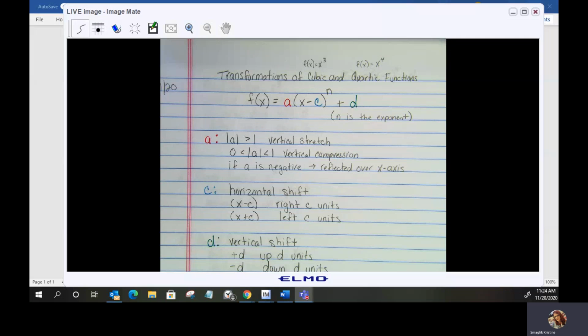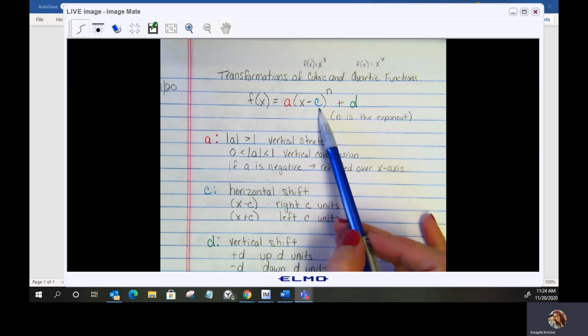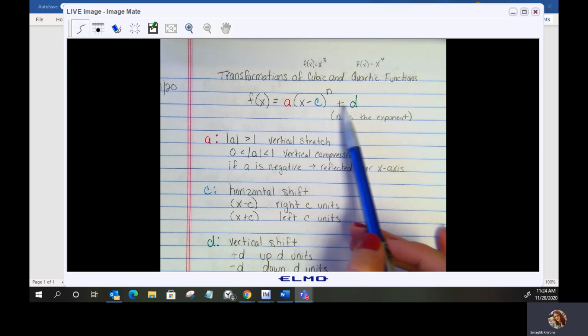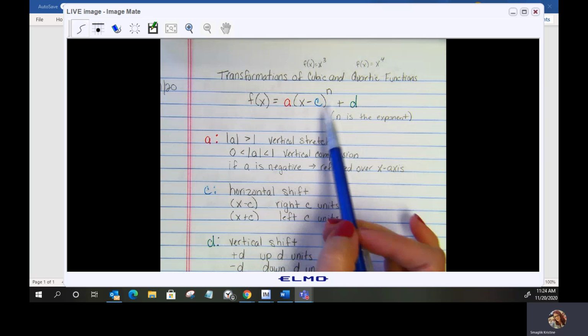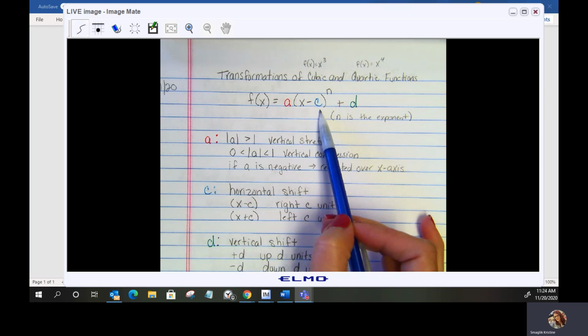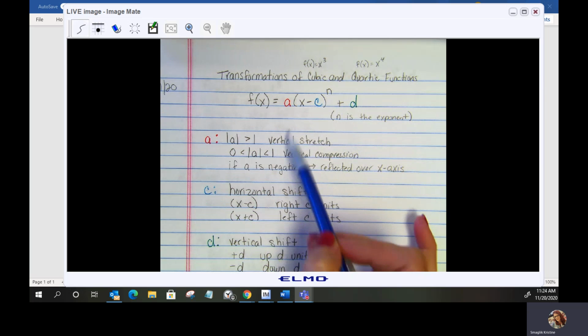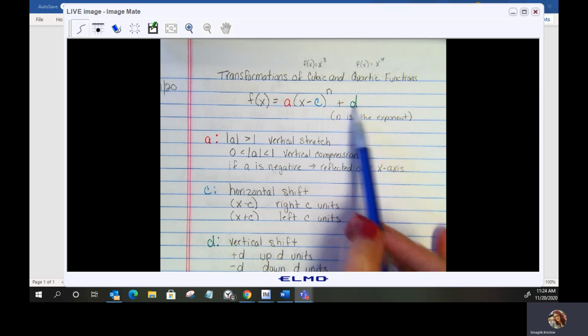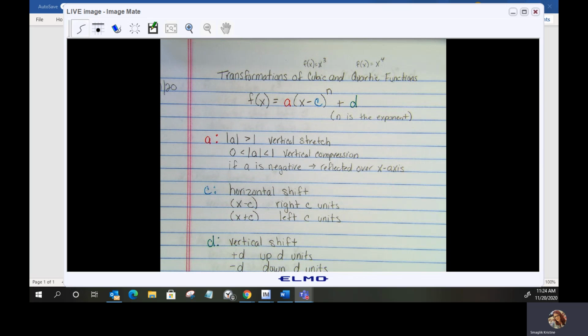Let's take a look at topic 3.7. We're going to do transformations of cubic and quartic functions. This should look very familiar to you. It is exactly what we did with quadratics back in topic 2. The only difference here is when we studied quadratics, we had H and K, which represented the vertex. Now we're just going into C, D, but any kind of effect that these values have on the graph is going to be exactly the same.